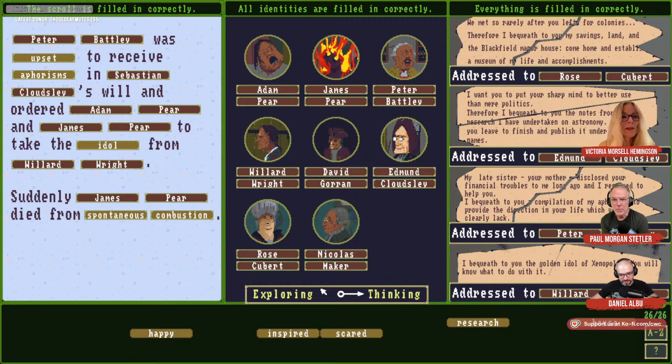Then it got weird. Then we got a whole bunch of things happening at the same time. Peter Batley was upset to receive aphorisms in Sebastian Cloudsley's will and ordered Adam Pear and James Pear to take the idol from Willard Wright. Suddenly, James Pear died from spontaneous combustion. That's kind of where we left off, right?